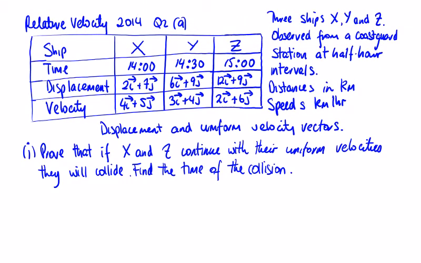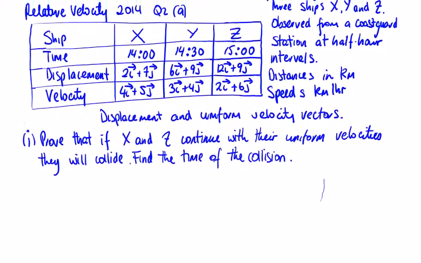Relative velocity 2014, question 2a. We're given this information about three different ships, X, Y, and Z, and their positions and the times that they're in those positions at. And in part A, you're asked to prove that if X, Y, and Z continue with their uniform velocities, they will collide and find the time of the collision.